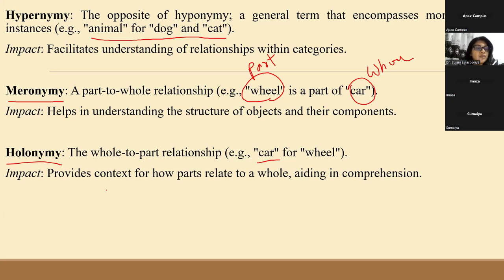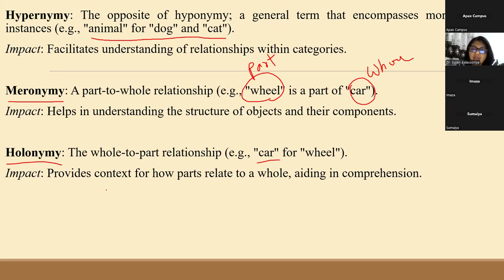The importance of holonymy: it provides context for how parts relate to a whole, aiding in comprehension, okay? It will help improve the understanding of how different parts are related to a whole in using either meronymy or holonymy, the same impact, right?